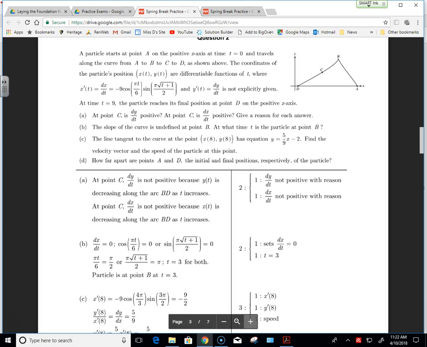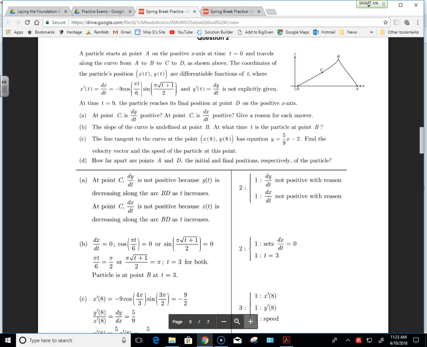The line tangent to the curve at the point x of 8, y of 8, which they haven't necessarily attached yet to anything. Okay. Has to be somewhere in this region, though, from A to D, probably closer to D. Has an equation of y equals 5/9 x minus 2. The tangent. So we know right now 5/9 is the derivative, right, at 8? Y prime over x prime. Y prime of 8 over x prime of 8 is 5/9. Find the velocity vector and the speed of the particle at this point.